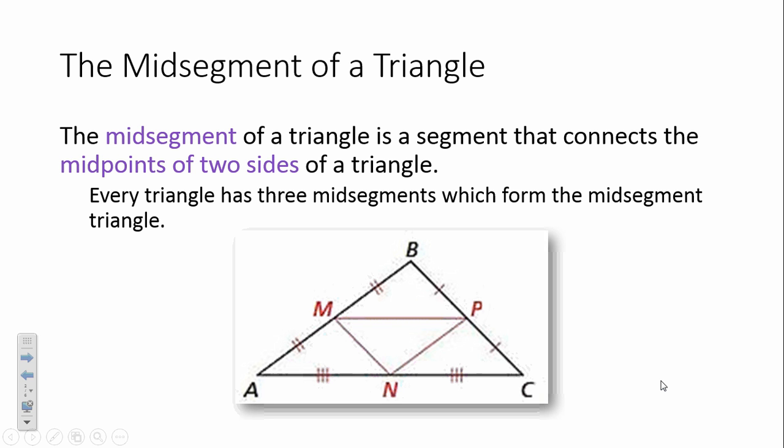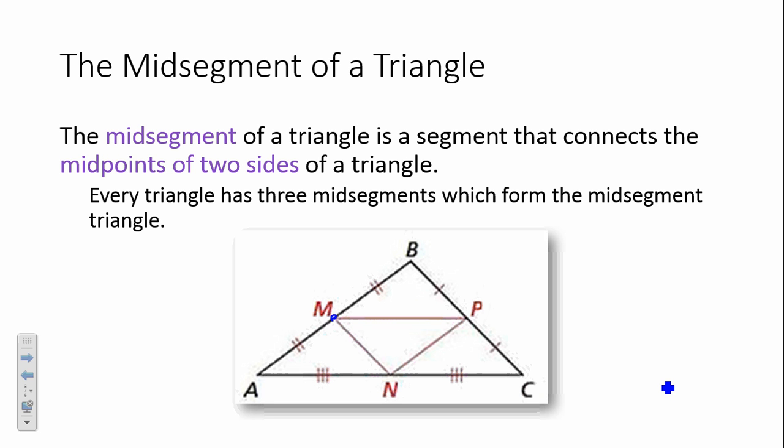is the segment that connects the midpoints of two sides of a triangle. The midsegment of a triangle is a segment that connects two midpoints of a triangle. And every triangle has three midsegments, and they form something called the midsegment triangle.